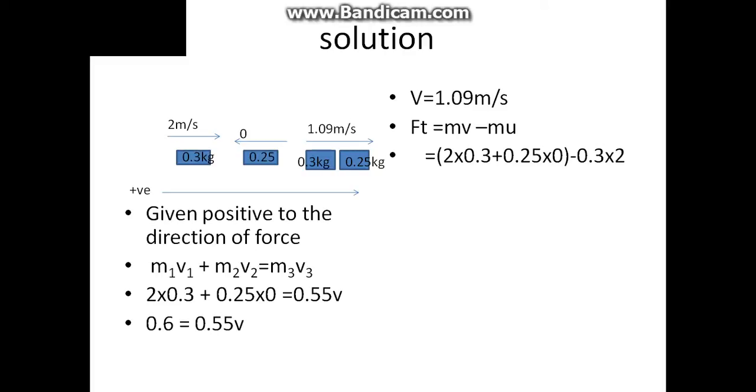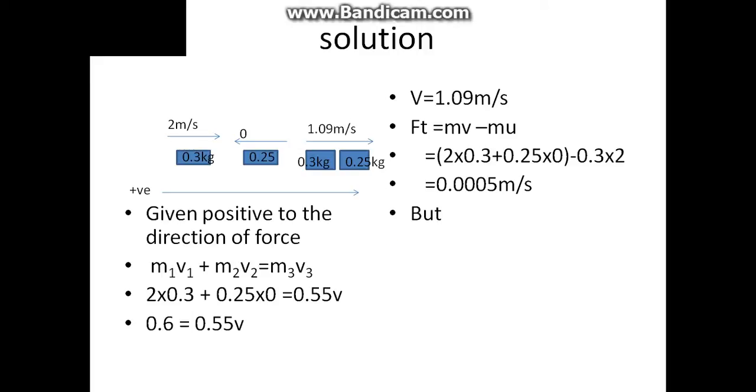the mass of the moving train, which is 0.3 times the initial velocity, which is 2. After we did our computation, we have 0.005.